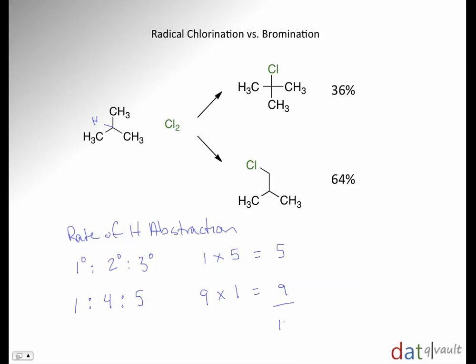So if we total these up, that's going to be a total of 14. So just by looking at relative ratios, we have a 5 to 14 ratio here, which is 36%, and 9 to 14 is going to be 64%. So this is a way that you can easily determine the relative ratios of chlorination of a molecule that has a certain number of primary hydrogens, secondary hydrogens, and tertiary hydrogens.